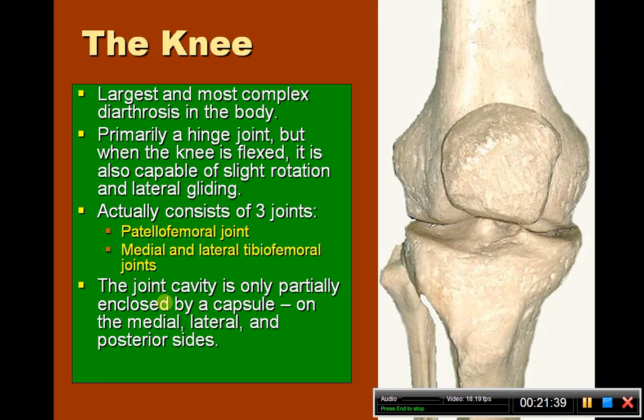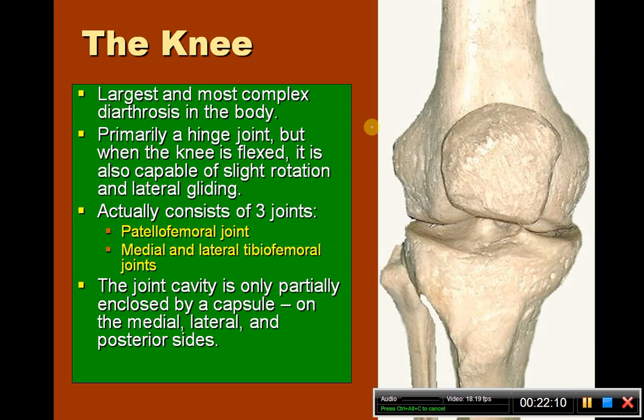Next is the knee, and I'm not going to spend a ton of time on the knee, but the knee is kind of like the ideal synovial joint to look at as a model because it has all the parts. It has menisci in it, it has tendons, it has synovial joints. And there are actually three joints that meet up here. The first one's the patellofemoral. What's that joining? Yep, the patella and the femur. So it's where the patella articulates with the femur. It helps guide the movement.